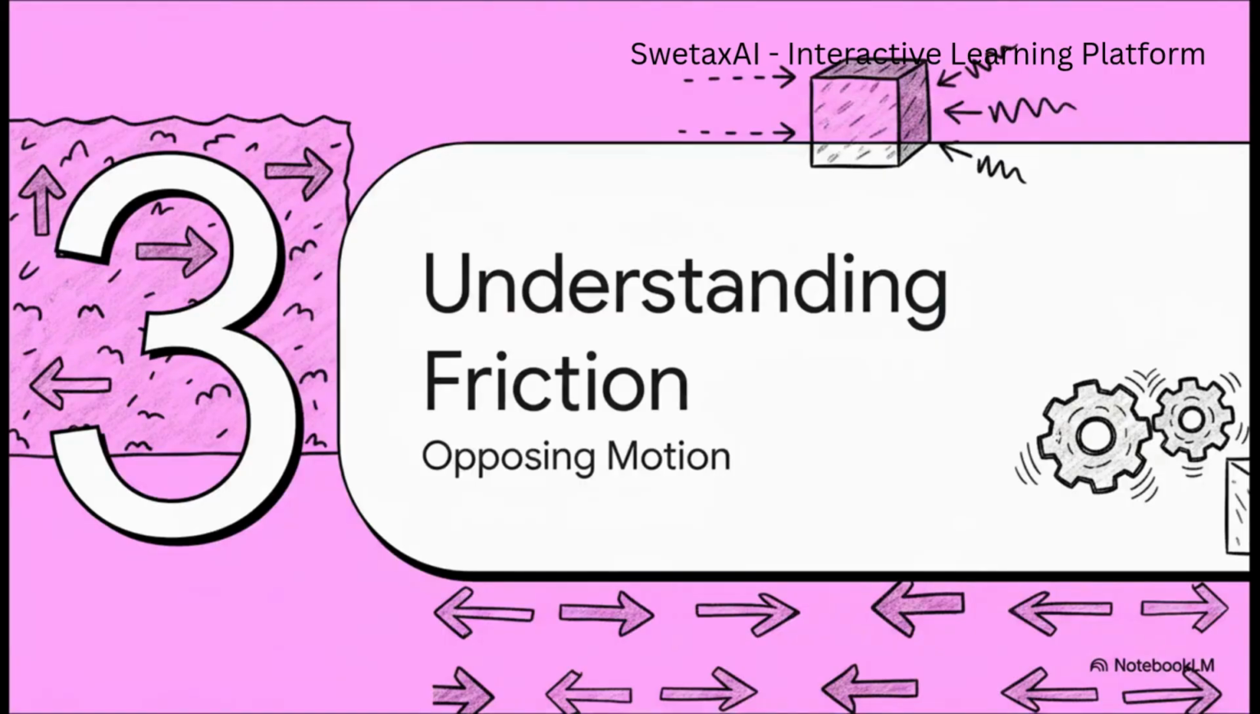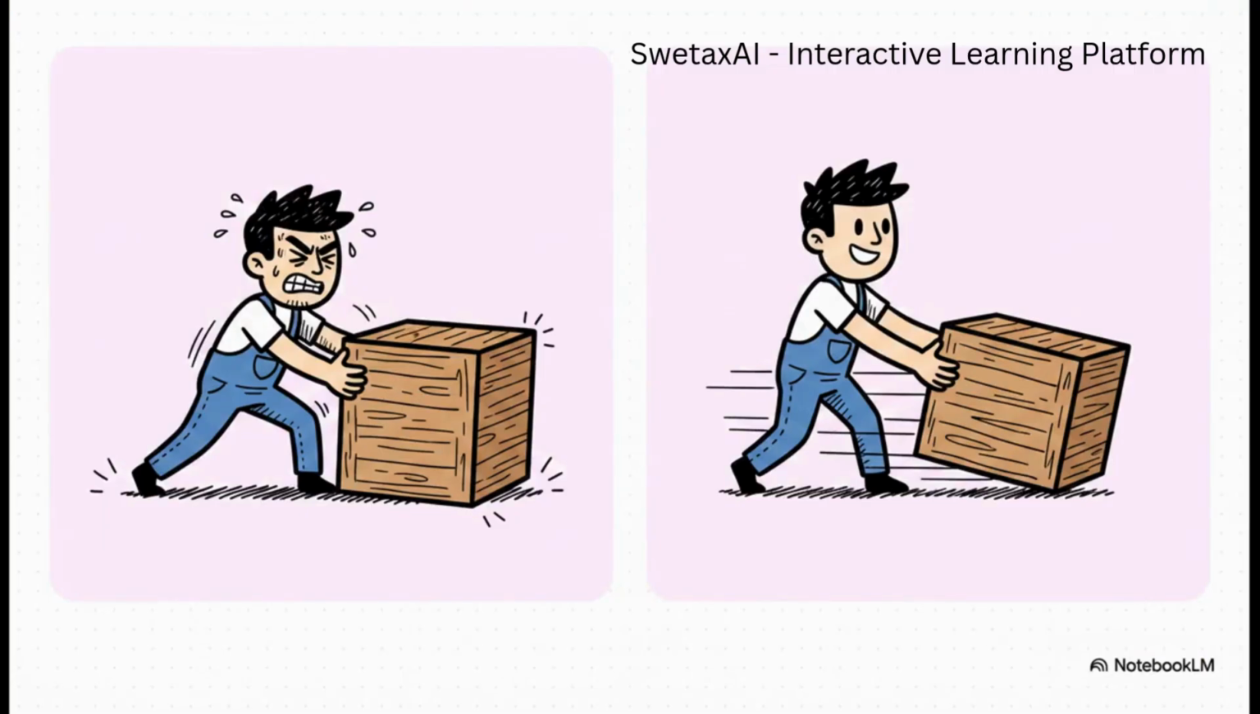Section 3. Understanding friction. Opposing motion. Okay, let's draw a hard line between the two main types of friction that oppose relative motion. First, we have static friction. This acts when a body is completely at rest, basically resisting that initial push. Then we have kinetic friction, which kicks in once the body is actually moving.